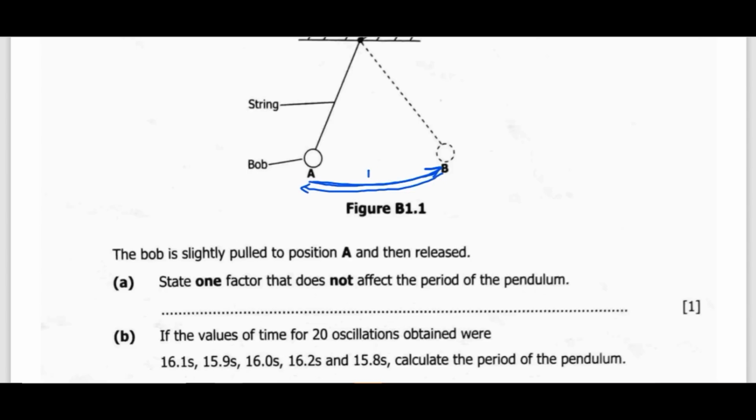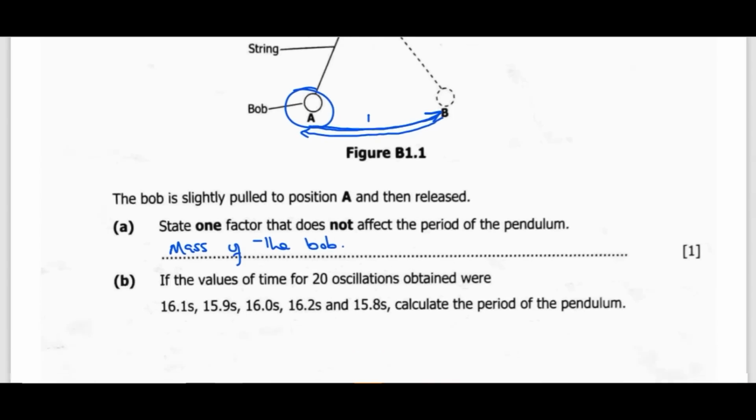So state one factor that does not affect the period of the pendulum. We have number one, the mass of the bob.